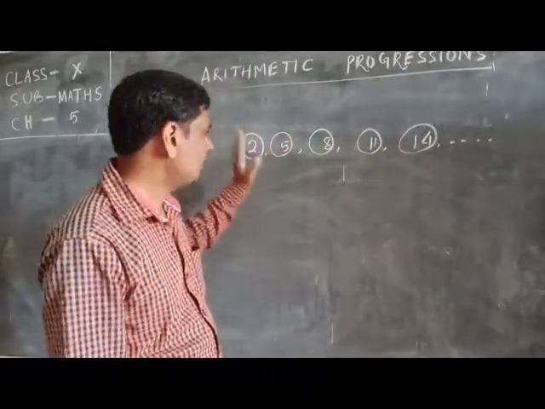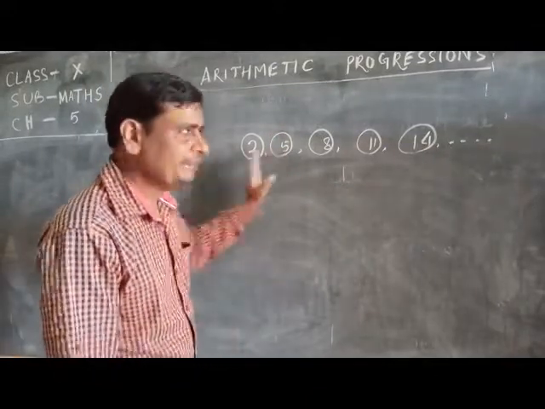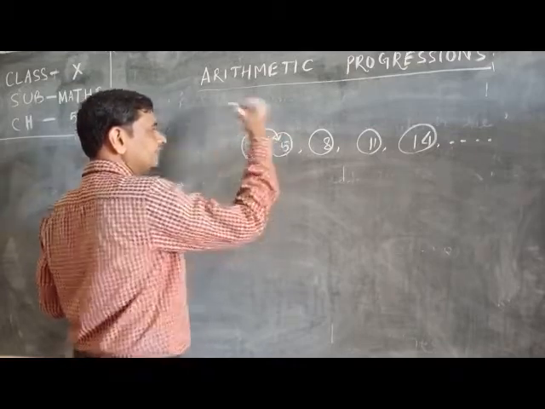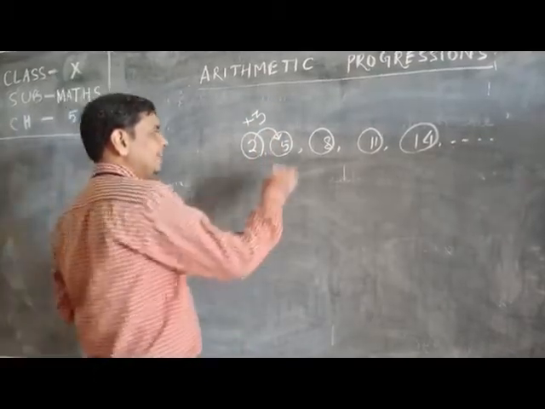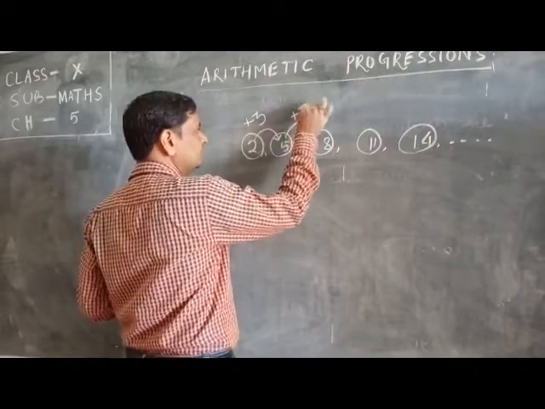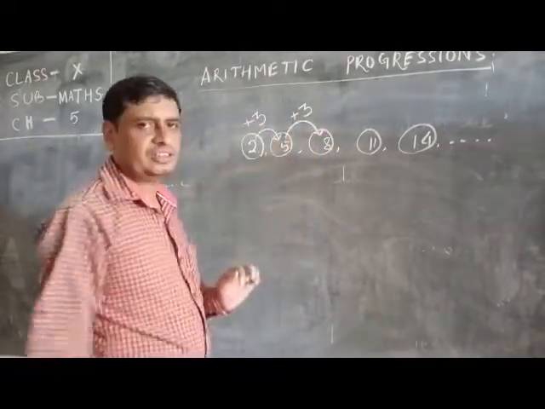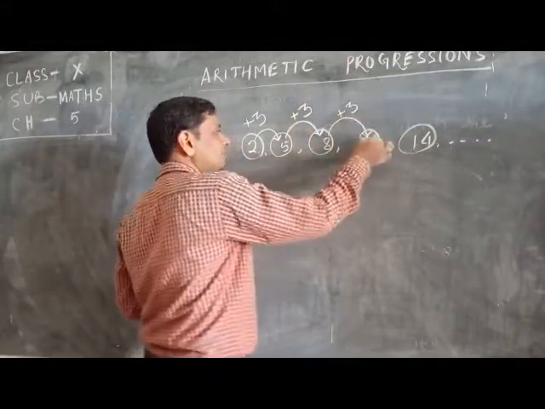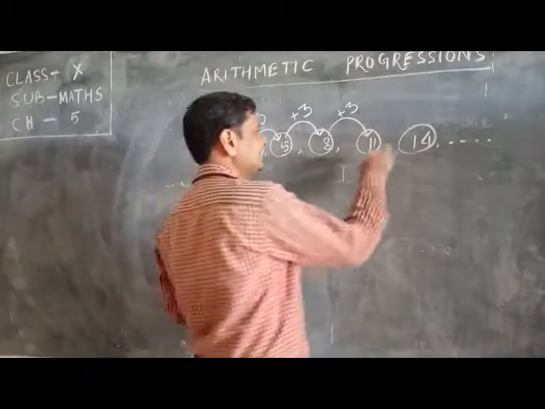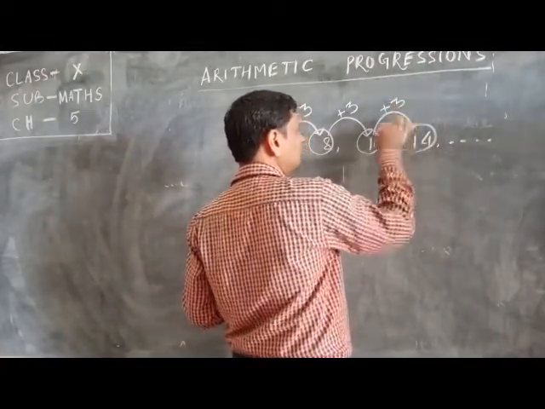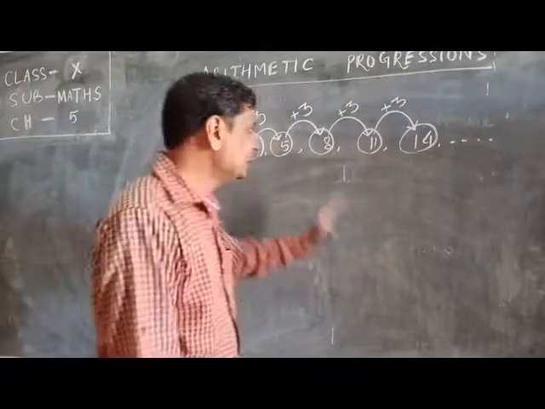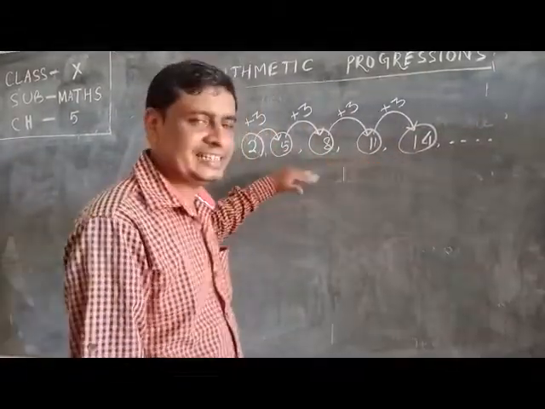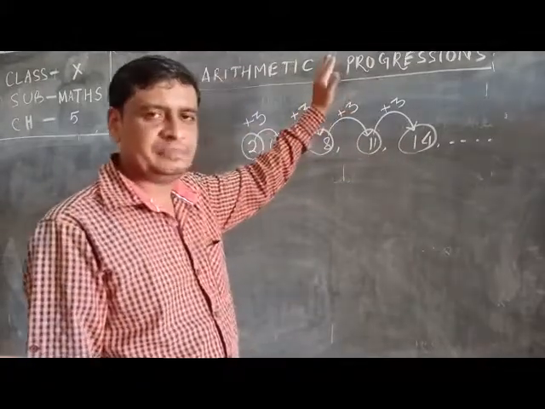First we will observe how we are getting the second term. If we add 3 to the first term, we get the second term. When we add 3 to the second term, we get the third term. When we add 3 to the third term, we get the fourth term. When we add 3 to the fourth term, we get the fifth term. In this case, we get a list of numbers. This series is called AP, or arithmetic progression.